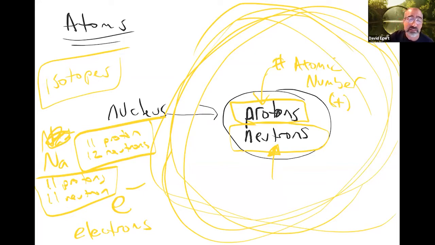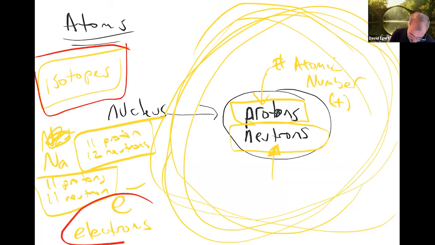But for our class, you should know what an isotope is. Isotope is just a version of an element with different numbers of neutrons. But for the purposes of our class, we're just going to be thinking about stable isotopes. So you don't really got to think about it beyond the definition.